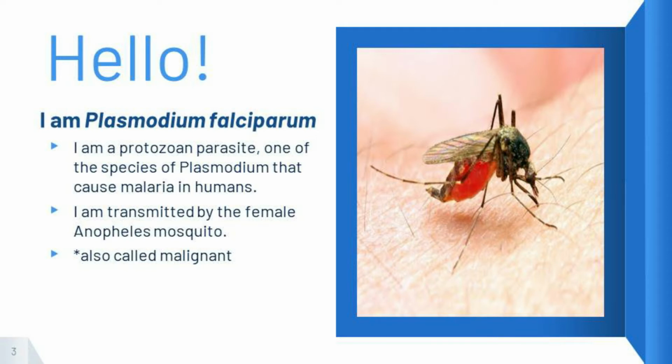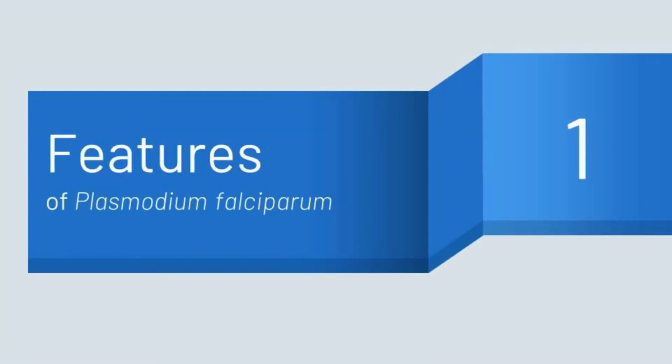So this Plasmodium falciparum is transmitted through the bite of an infected female Anopheles mosquito, also called a malignant. So this Plasmodium falciparum is the most dangerous form of malaria, which causes the highest rates of complications and even mortality. So let's go to the features of Plasmodium falciparum.